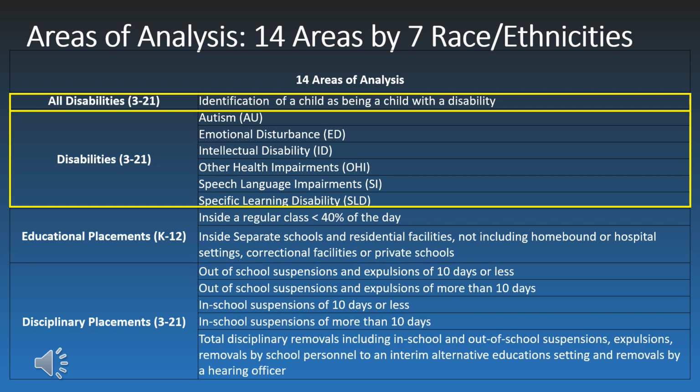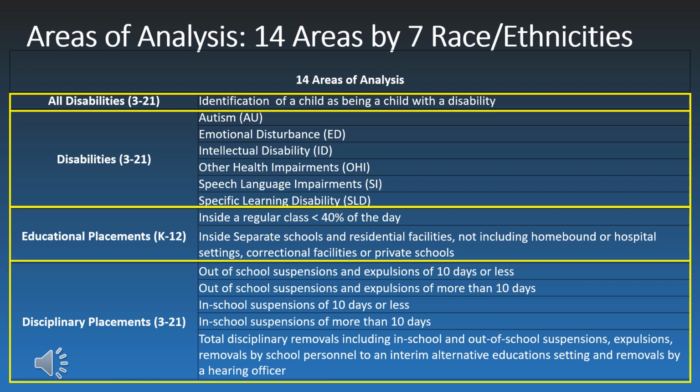The third category is educational placements for K-12 students. This category includes inside a regular class less than 40% of the day, or students inside a separate school and residential facility, not including homebound or hospital settings, correctional facilities, or private schools. In Arkansas, we also exclude residential facilities since they are not district placements.